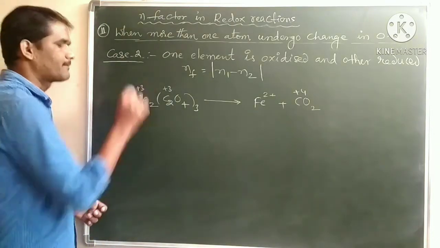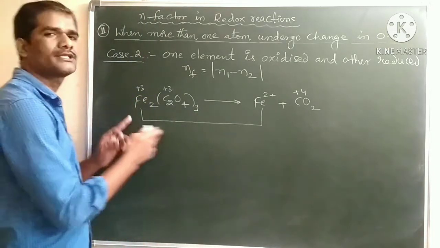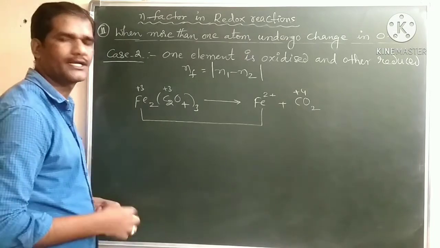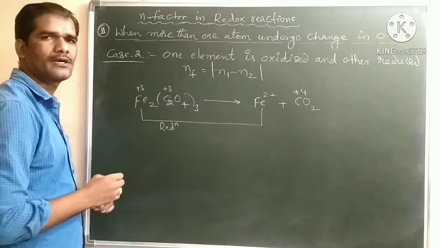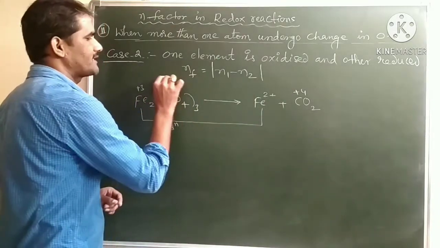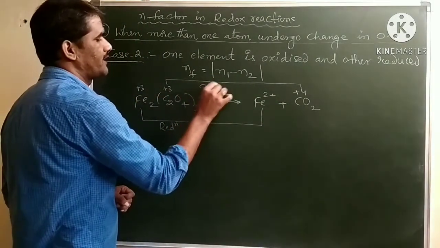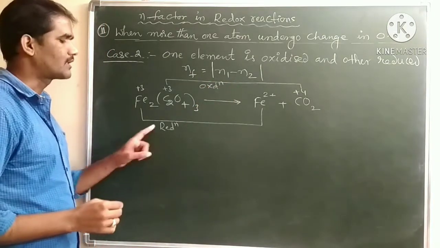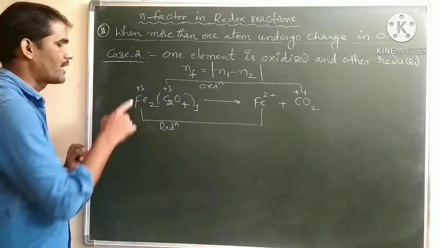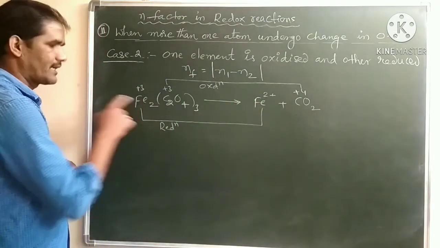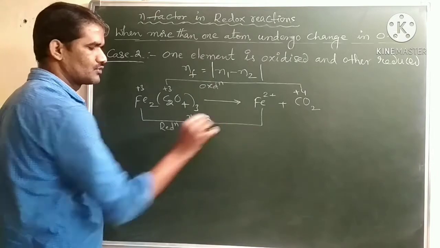Now see, iron +3 to +2. What happened here? The oxidation state is decreasing, means it is undergoing a reduction. This is the example for reduction. And the second case, carbon +3 to +4, it is increasing in oxidation state. Increasing oxidation state means it is undergoing oxidation. So one is undergoing reduction and one is undergoing oxidation. Then what is the change? Now iron +3 to +2, but 2 iron atoms are there, so let us assume n factor 1 is equal to 2.